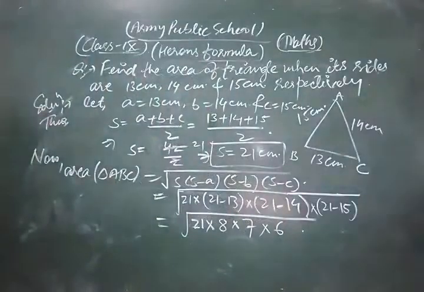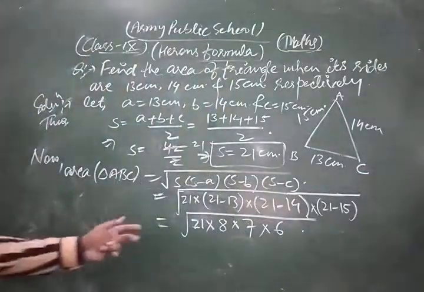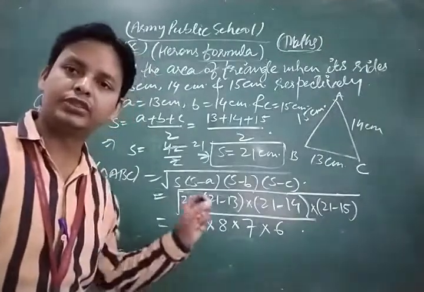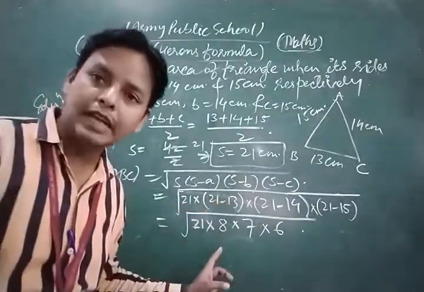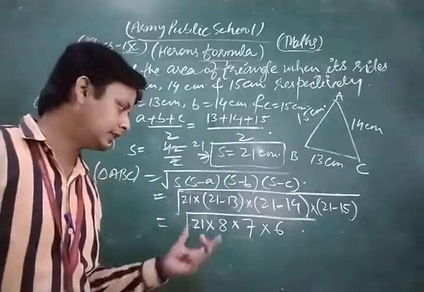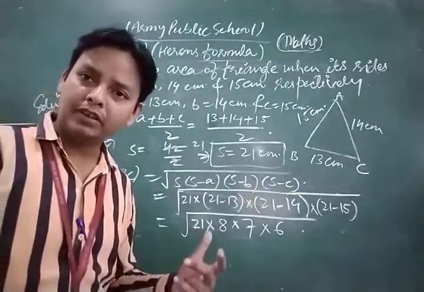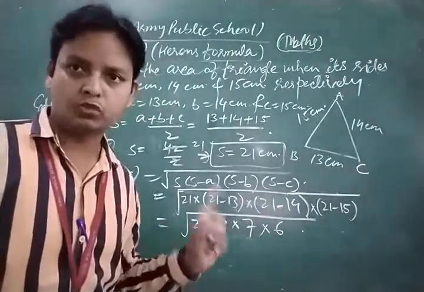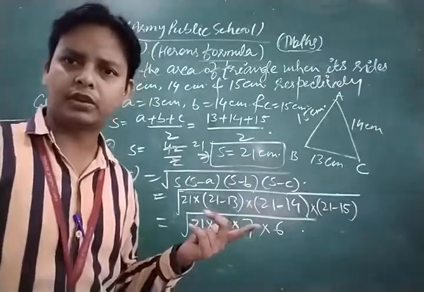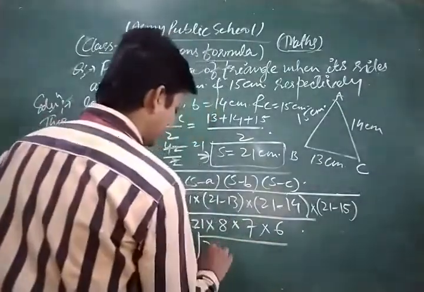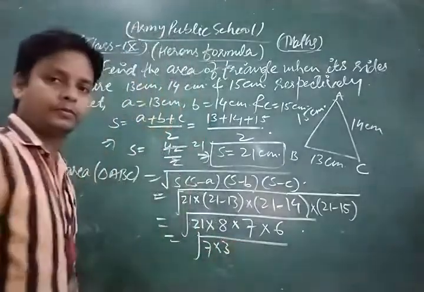Now look, what do I do? Please don't multiply them to each other. You just do their prime factorizations. After that you observe that if any number is in a pair, then we take one number common out from the square root. This is the concept of a square root.